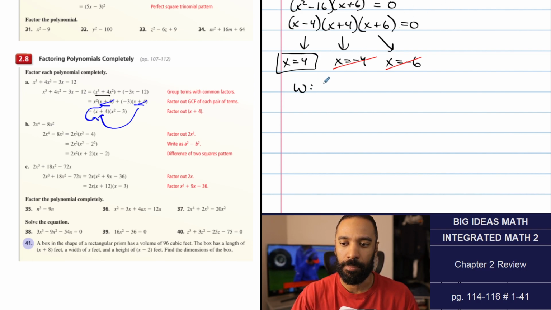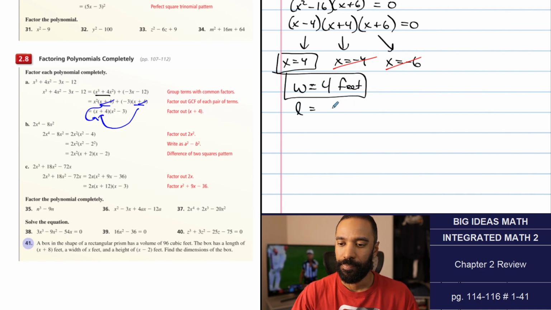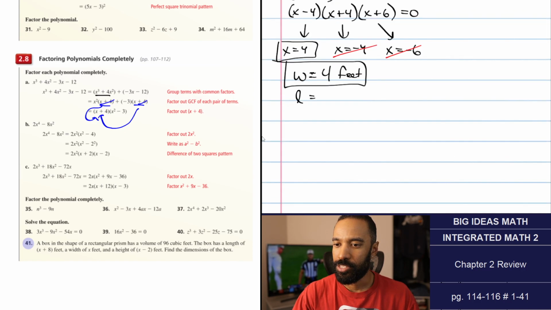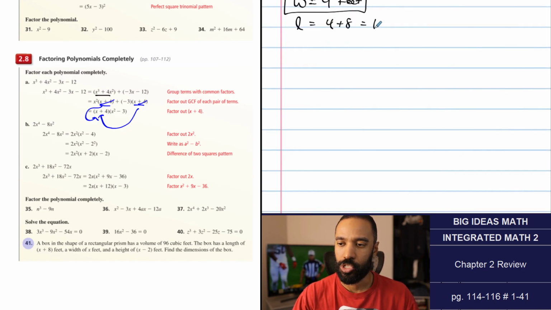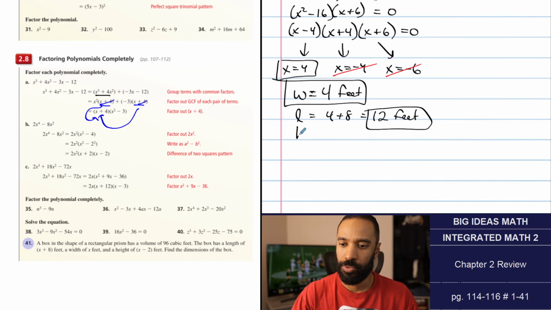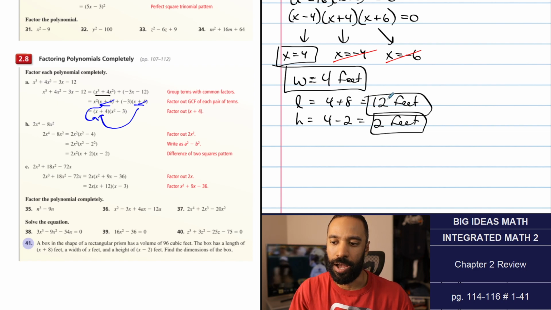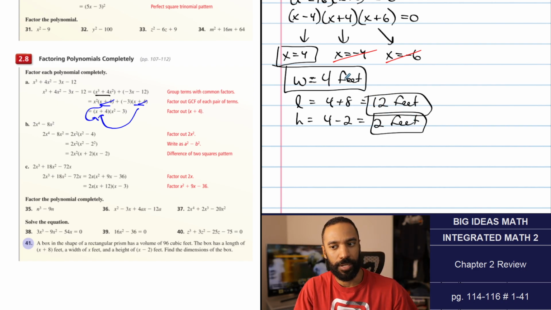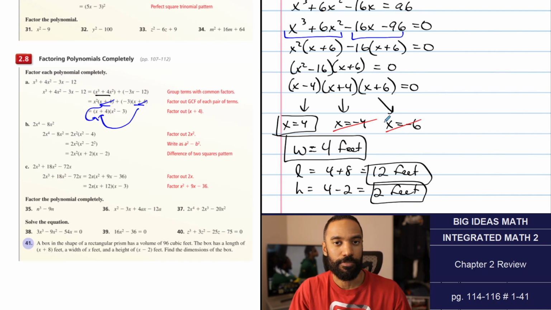And the width would then be 4. 4 what? 4 feet. The width is 4 feet. Let's put an equals. The length is going to be 4 plus 8 feet. 4 plus 8, which is 12 feet. And the height is going to be, I think, minus 2. 4 minus 2, which is 2 feet. So those are the dimensions of the box. So 12 feet by 4 feet by 2 feet, however you want to put it. That all multiplies together to give you 96. That seems to follow along with the representation.